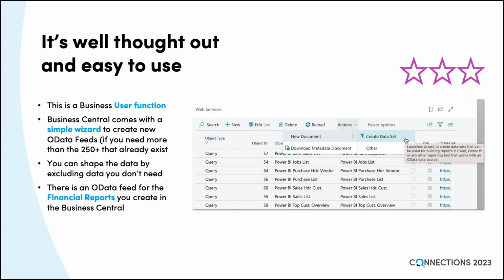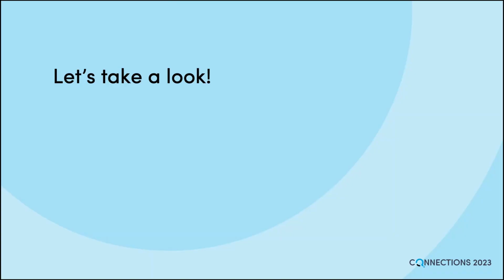It's important to understand that in Business Central, there are, I think it's definitely over 250. I can't remember the exact number. There are already pre-established OData feeds for the main data sets in Business Central, but they provide the wizard to allow you to broaden that data set. There's a data feed even for the financial reports that you're creating in Business Central. Okay, so that's enough on what the OData feeds are.